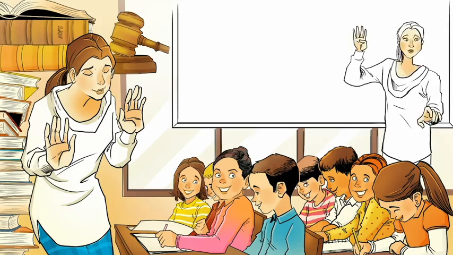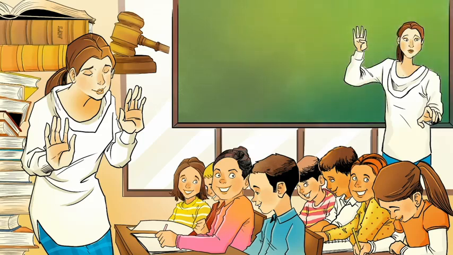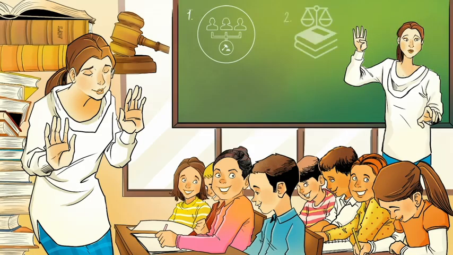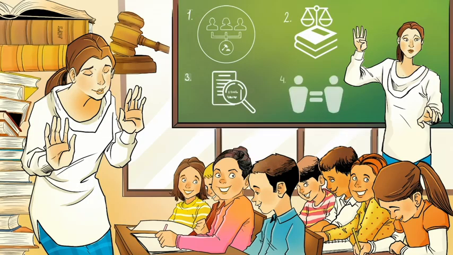The rule of law relies on 4 principles. 1. Accountability. 2. Just laws. 3. Transparency. And 4. Equality before the law. These are the building blocks for a fair and functioning society. The first principle, accountability, means that nobody is above the law.